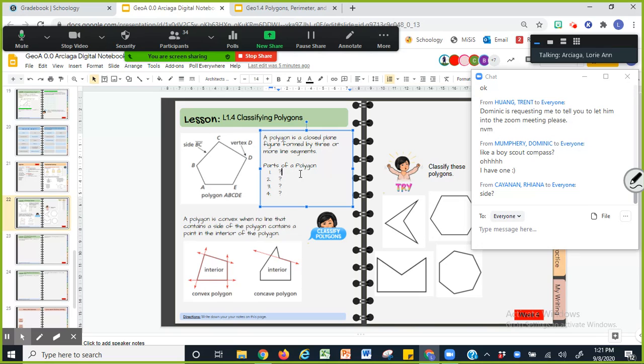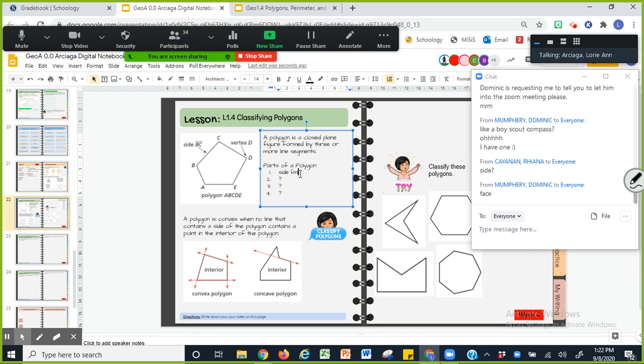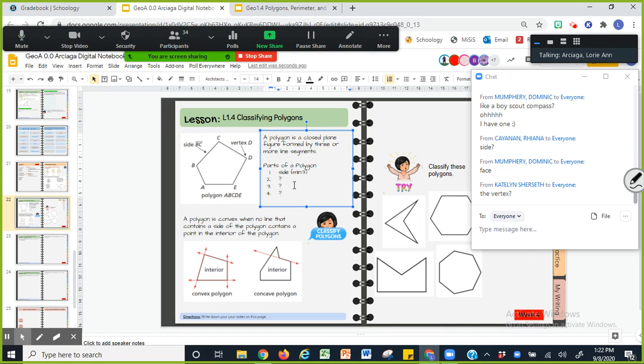Side, very good, Rihanna. A polygon has at least three sides, a minimum of three. Vertex, face. Nice one, Caitlin. The vertices are actually the corners, so it's just a fancy name for the corners. The plural of vertex is vertices.